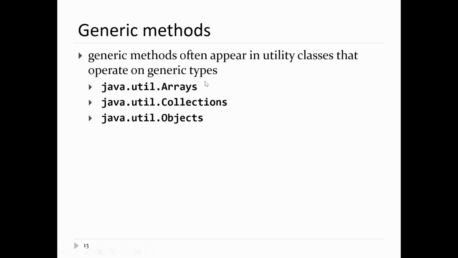And you'll find these generic methods in all sorts of places in the standard library. So Arrays, the utility class that operates on arrays, has a bunch of generic methods. So you can write a method that works on any type of array. Collections is the utility class that operates on sets and lists. So again, it's easy to write methods that operate on any kind of set or list. And Objects is the utility class that operates on objects of type Object. And it turns out it's also useful to have generic methods there.